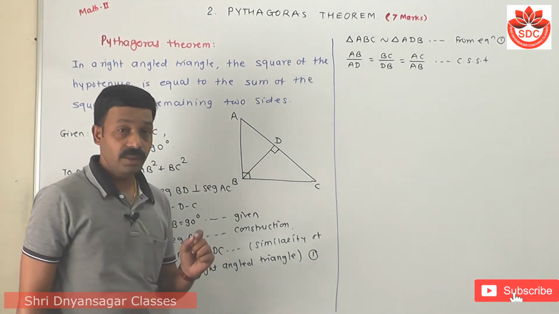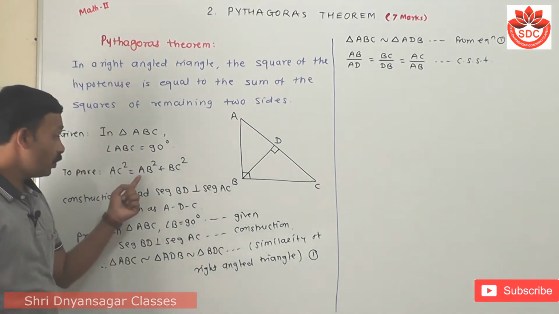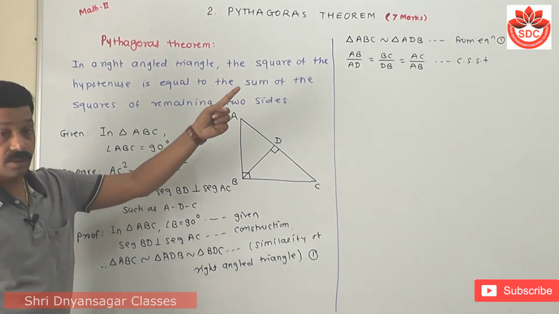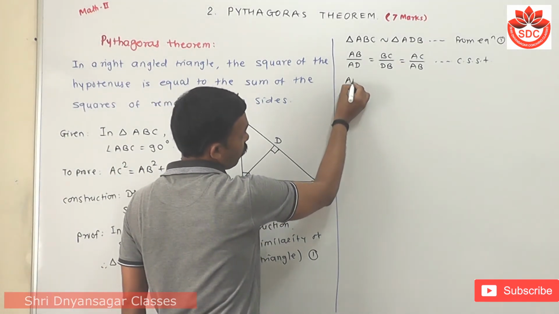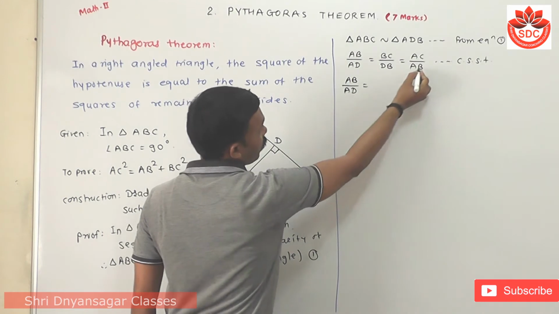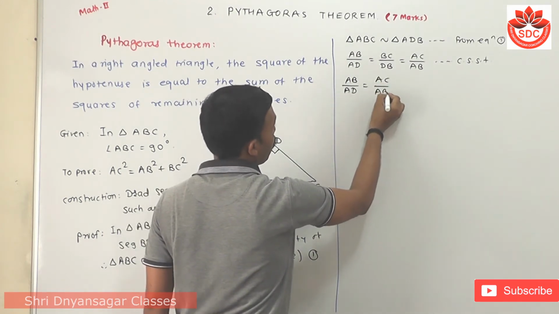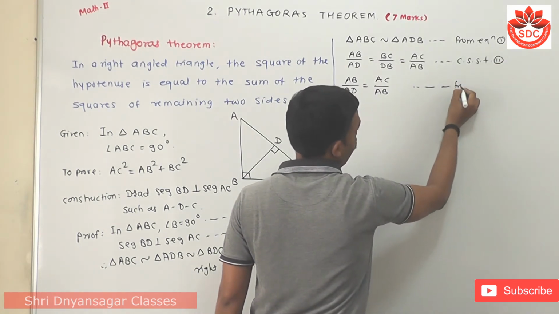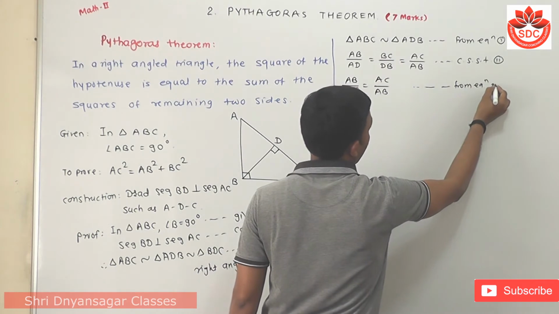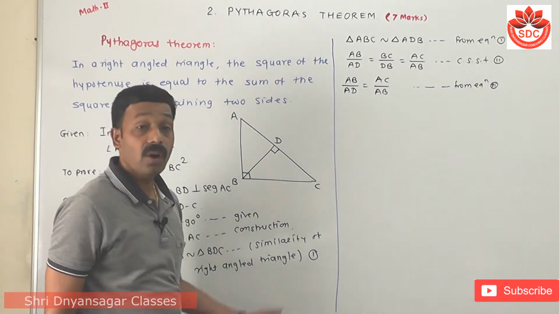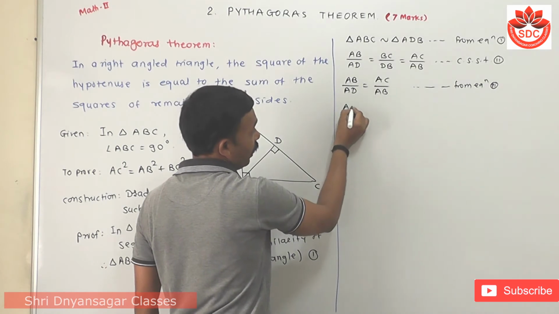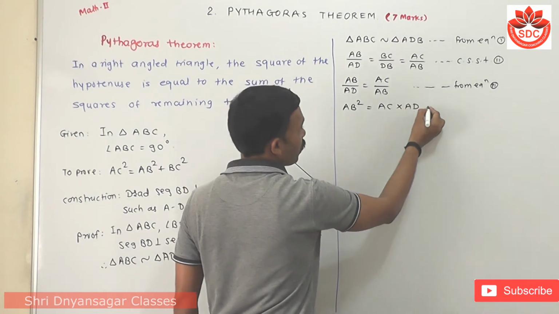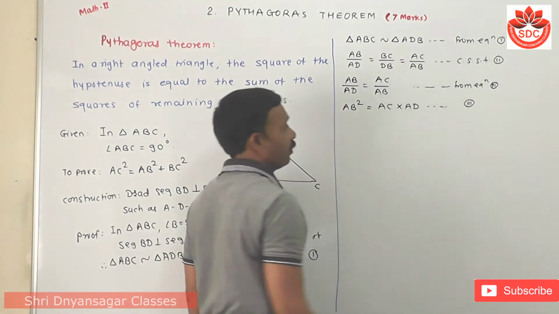Then observe carefully, students. In your to prove, we have to show AB square plus BC square. Means that by using this ratio, we have to find out AB square. So I take the proper one, AB upon AD is equal to AC upon AB, from equation second. Then by cross multiplication, AB into AB, I directly write AB square is equal to AC into AD. Suppose that this is equation number 3.